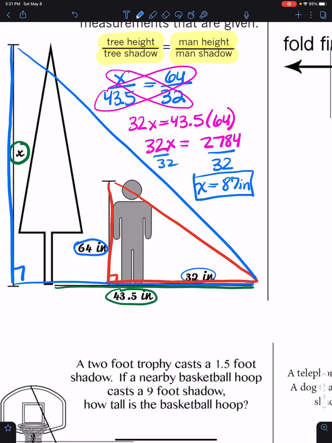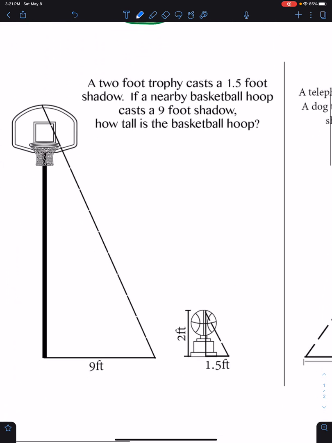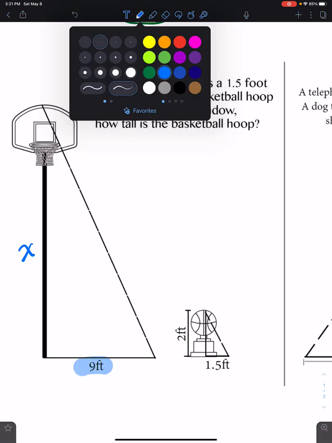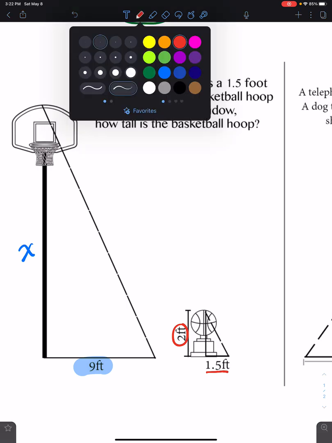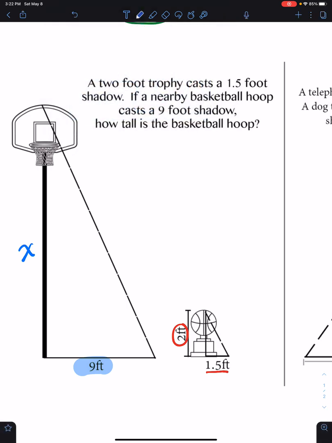All right, let's try another example. Here we have a basketball hoop. We do not know the height of this basketball hoop, but we do know that it casts a shadow of 9 feet. And then we have nearby a trophy that is 2 feet tall, casting a 1.5 foot shadow. So this time the proportion is not already set up for me. I have to do that myself. I know that a proportion is 2 equal fractions. And so we're just going to set them up the same way.